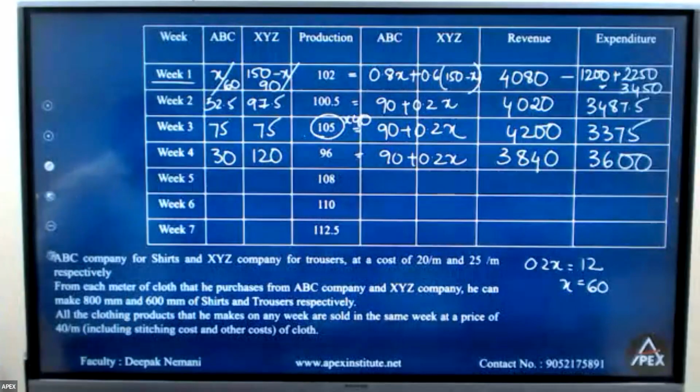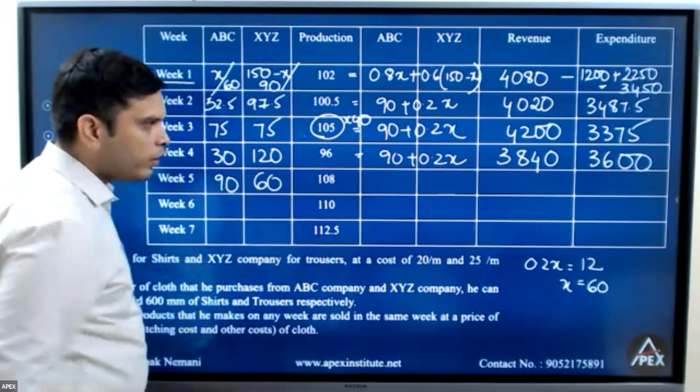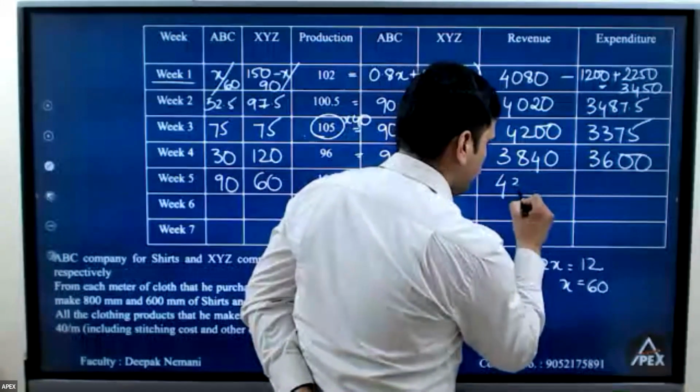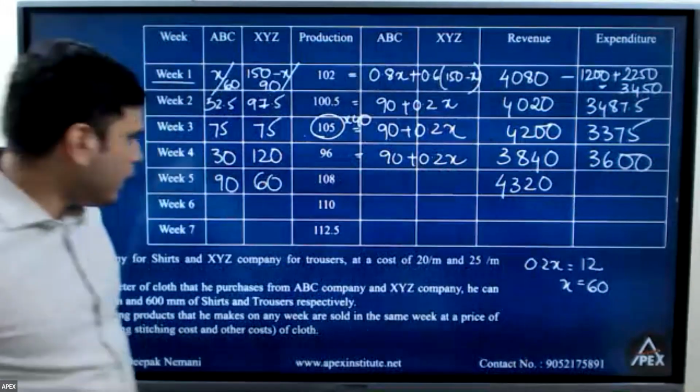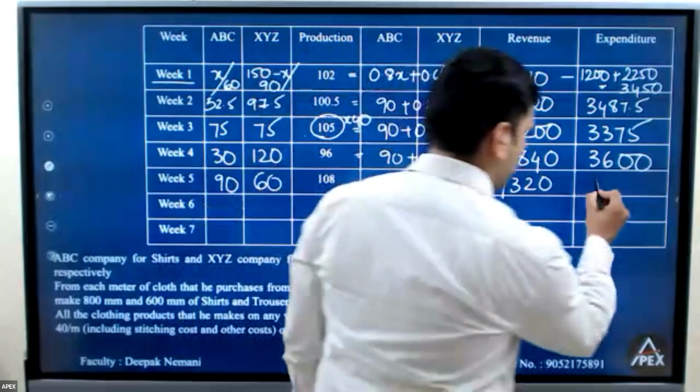Next, 108 is equal to 90 plus 0.2. This will be 90. This is 60. Now 108 into 4, 404,320. Now 90 into 20, 1800. 1800 plus 1500, 3300.